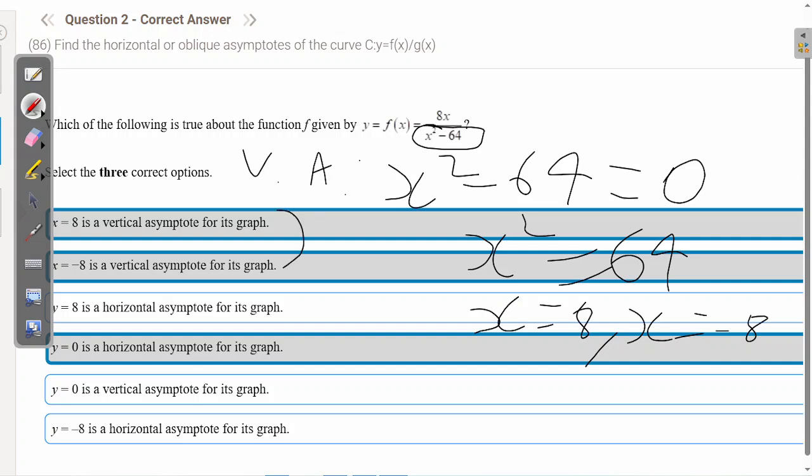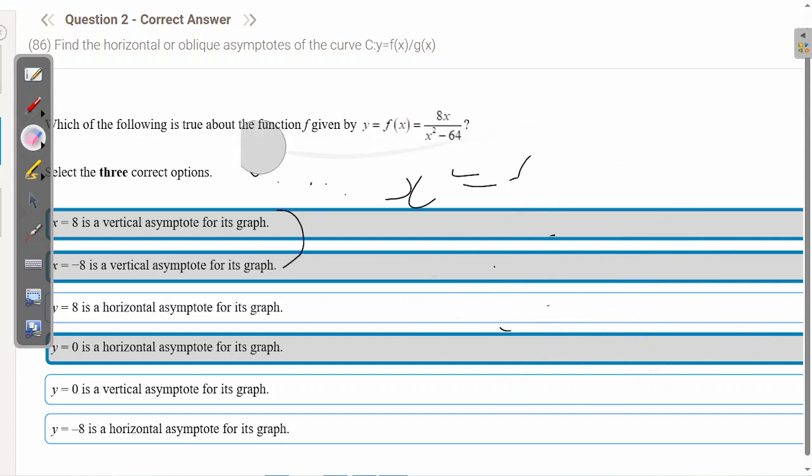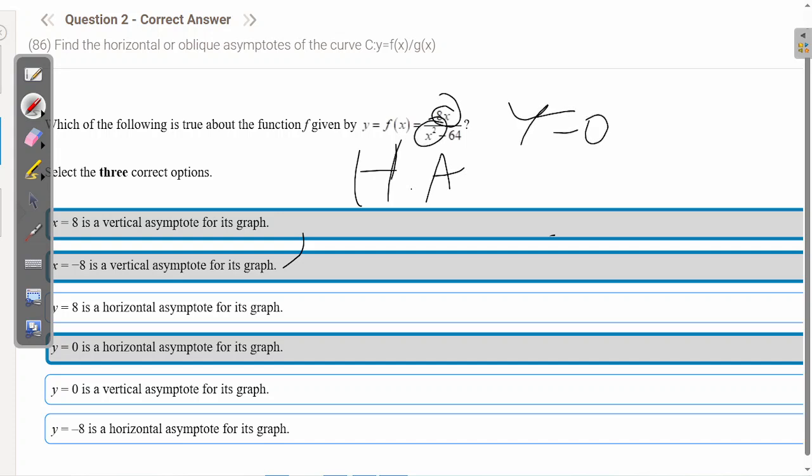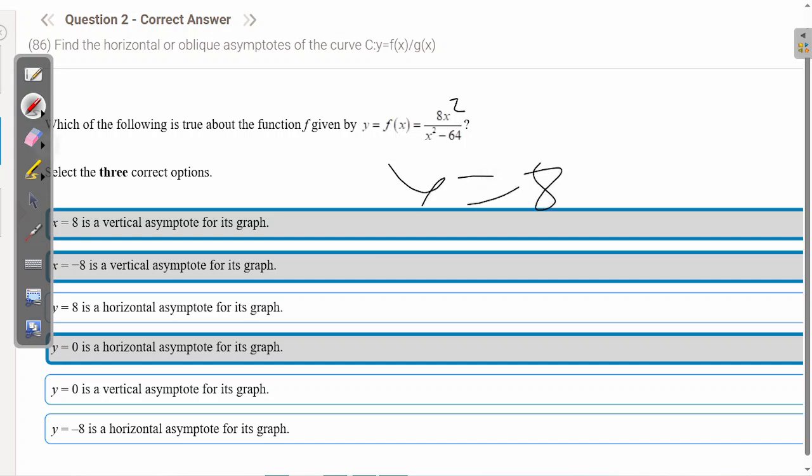So these are the two vertical asymptotes. And then for the horizontal asymptote, since the power in the numerator is less than the one in the denominator, it's going to be 0. It's always going to be 0 if the power in the numerator is less. Okay, if it was the same, for example 8x squared, then it would be y equals 8. If it was 8x cubed, like a bigger power, you have to do synthetic division, and it would be an oblique asymptote.